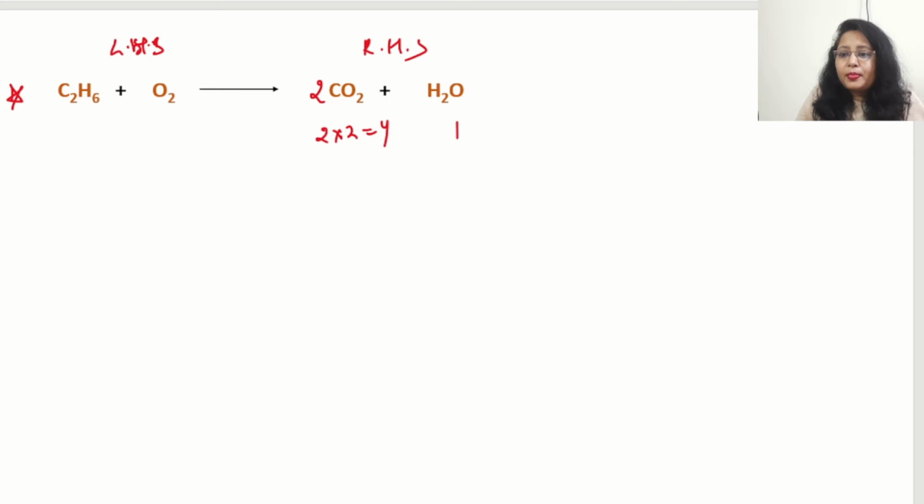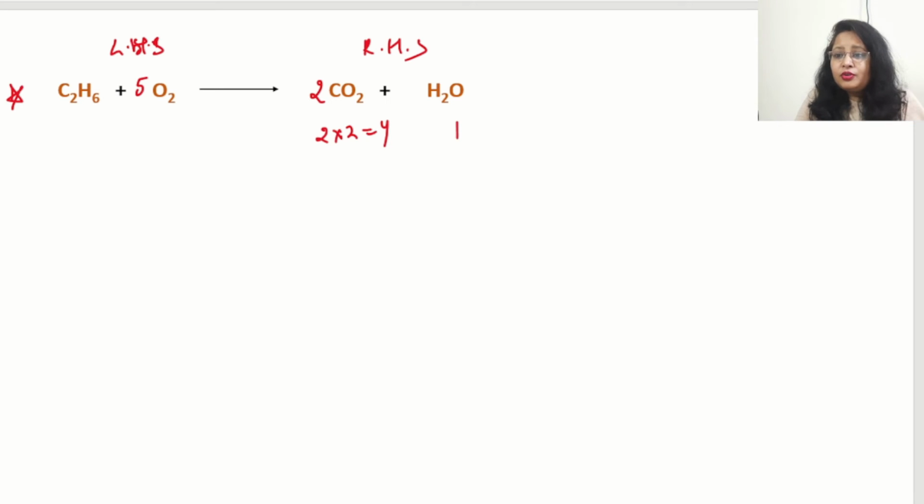2 2s are 4 plus 1, 5. So can we write 5 here? If we write 5, it will go to 5 2s are 10. So then we will have to make 10 over here also. Let's see. We will write 5 over here, so we will make the oxygen 10. Now what will happen here? Again we need to manage here also.